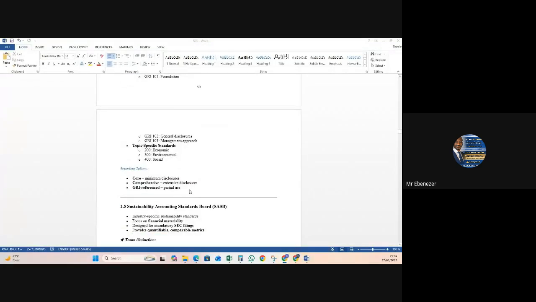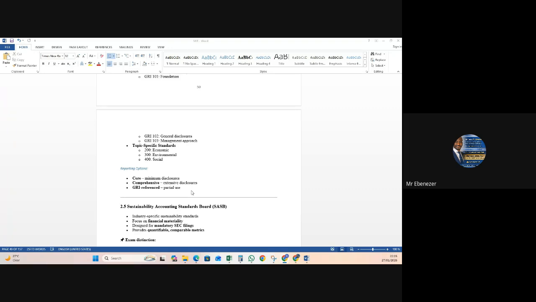Then also we have the reporting options whereby you can report the core disclosures, the core reporting, which is minimum disclosures. You can give us a comprehensive disclosure as well, whereby you have an extensive disclosure and you explain to us. And also you can give us a GRI referenced, that is partial use. All right. So yes, we can have that.